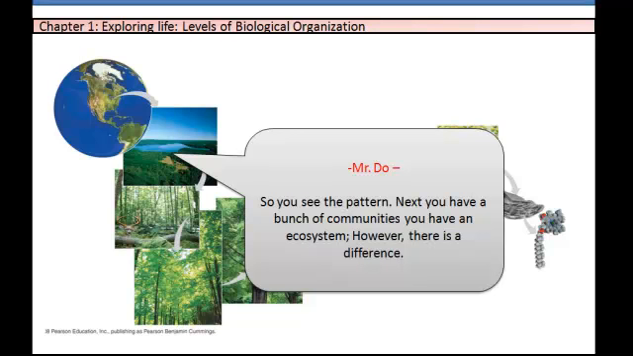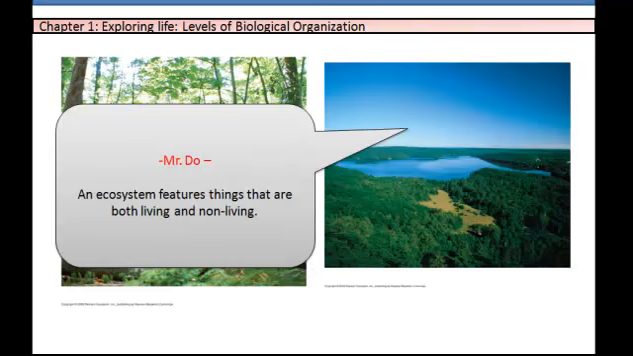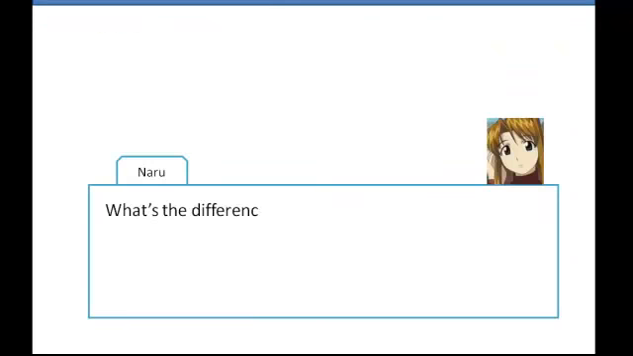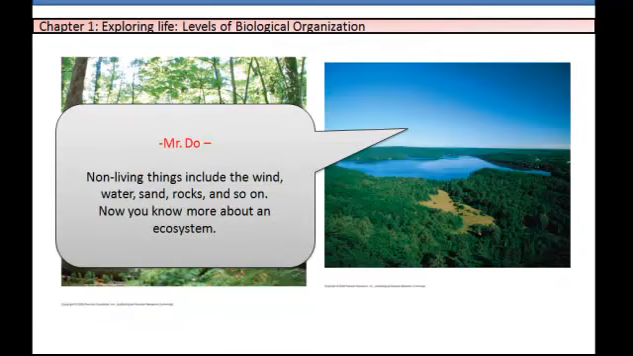So you see the pattern? Next, you have a bunch of communities, you have an ecosystem. However, there is a difference. A community is a mix of populations and it features all things that are living. An ecosystem features things that are both living and non-living. Non-living things are things that were never alive to start with, whereas dead stuff are things that once lived and then died. Non-living things include wind, water, sand, rocks, and so on. Now you know more about an ecosystem.